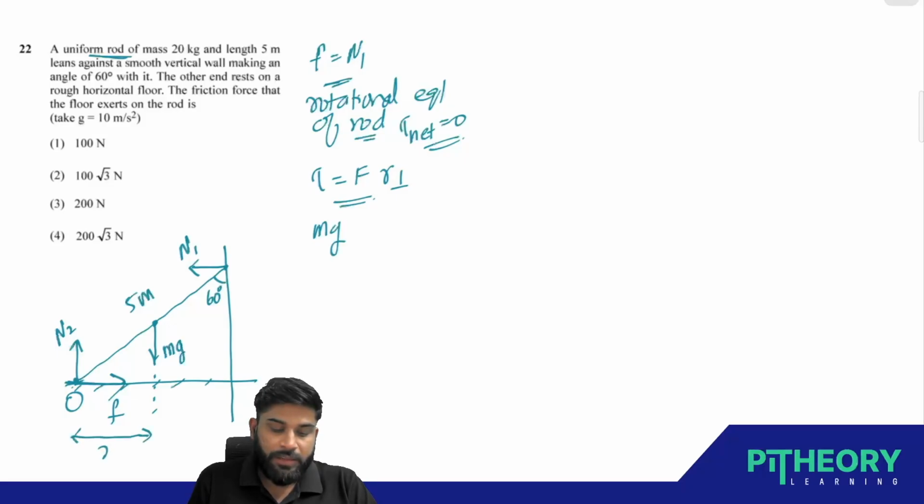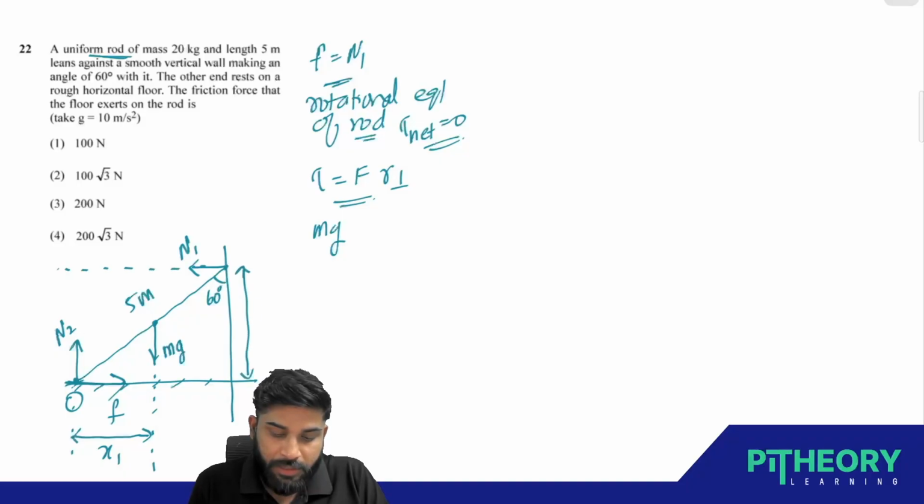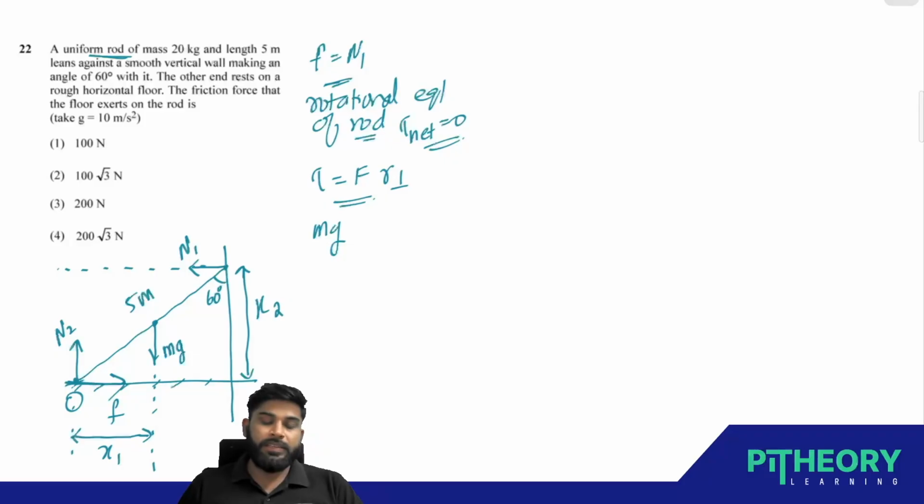So in the case of mg with respect to the point O, what is that perpendicular distance? If I mark it here as x1, that will be the perpendicular distance with respect to the point O, correct? You can see here. Now, at the same time, for N1, what is the perpendicular distance? This is the line of action of N1, so this distance we take as x2. That is the perpendicular distance of N1.